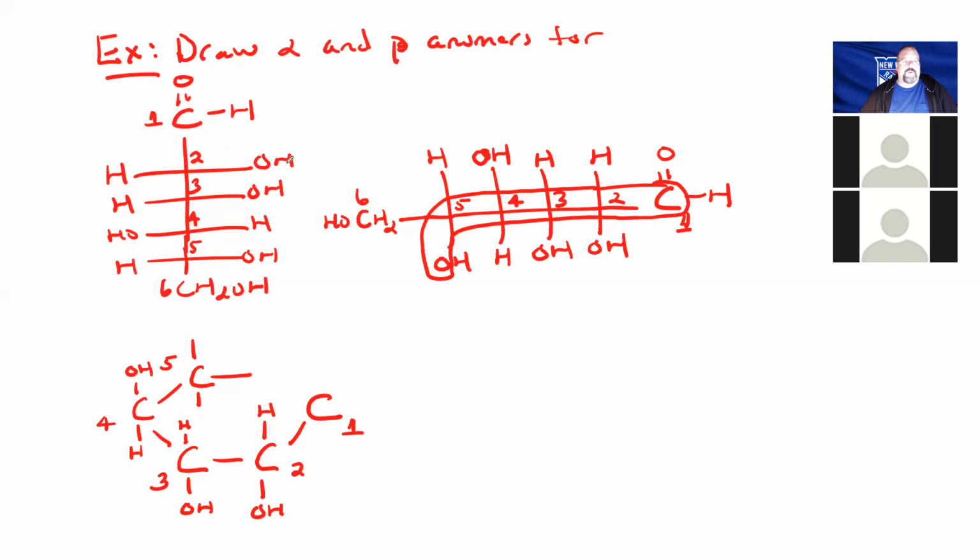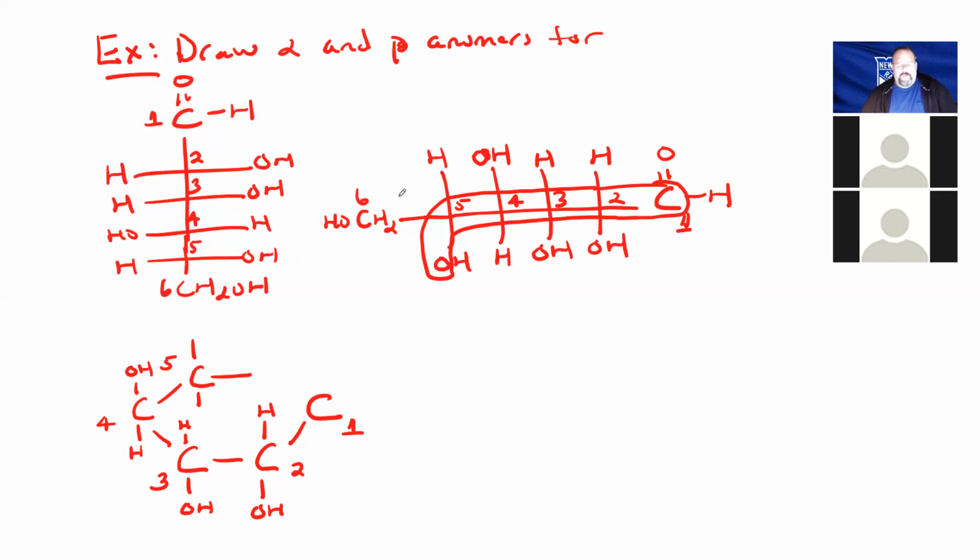So for carbons 2 and 3, the OHs are to the right. After I turn it, the OHs are going to be going in what direction? Down. For carbon 4, the OH is to the left. After I turn it, the OH is going to be going in what direction? Up. And then for carbon 5, the OH is to the right. After I turn it, the OH is going to be going in what direction? Down. And carbon 6 is not chiral, so I'm not worried about up or down or anything. But since it's at the bottom and I turn it 90 degrees clockwise, it ends up at essentially 9 o'clock.